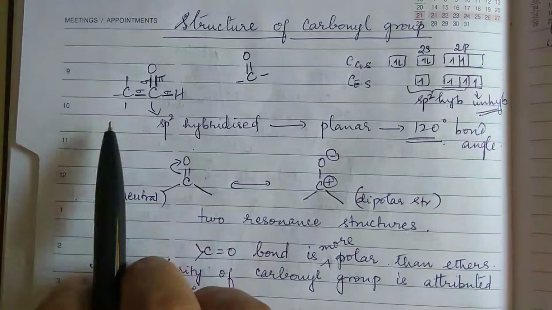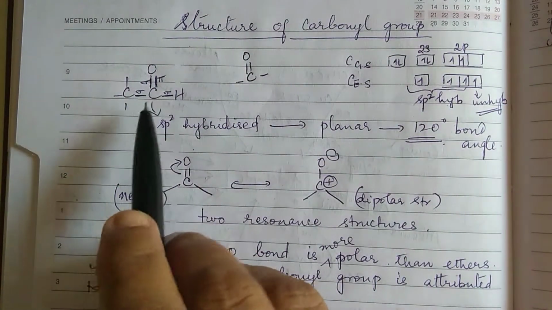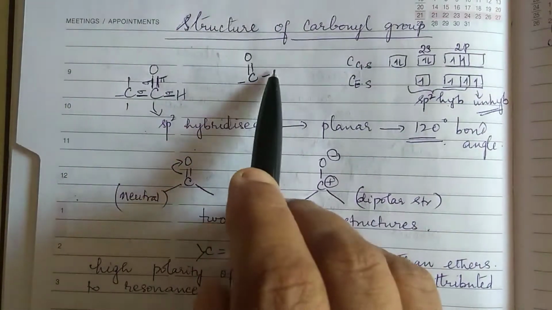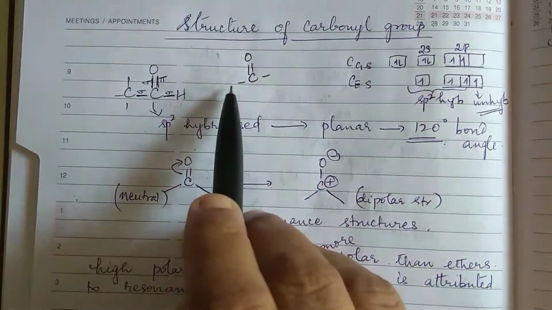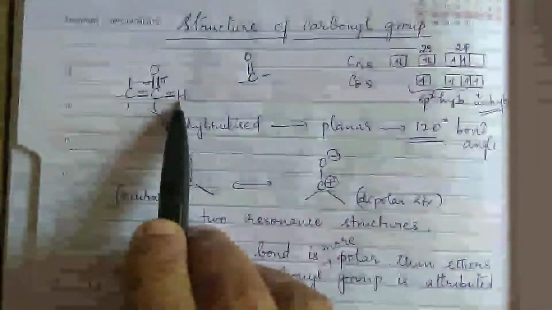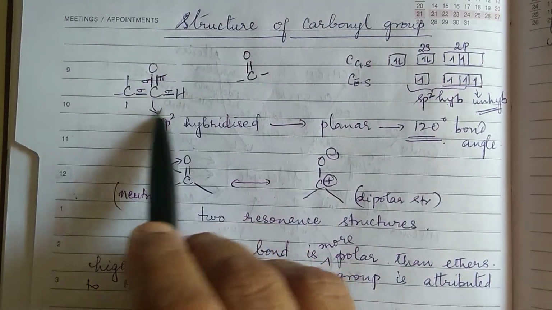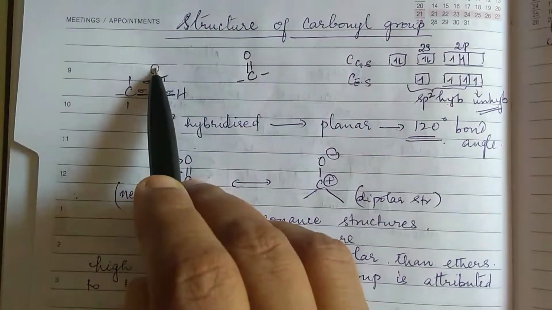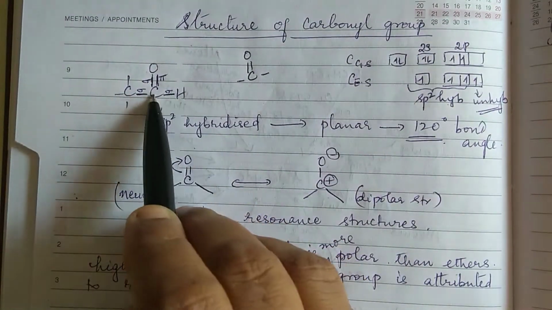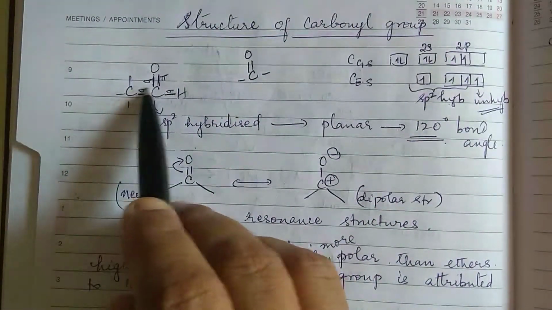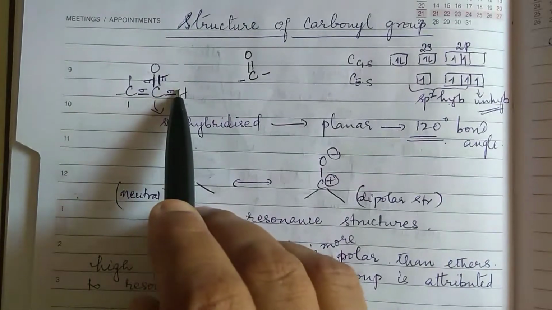Now in this carbonyl group, on one side it may be carbon, on the other side it may be hydrogen, or on both sides it may be carbon also. I have taken carbon and hydrogen because I want to show the aldehyde group. So C=O, and on one side this is hydrogen and on the other side it is carbon. Wherever there is a single bond, it is a sigma bond. So here also it is a sigma bond.